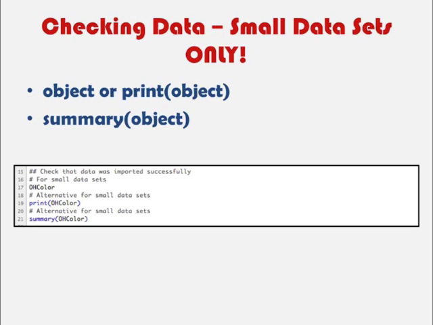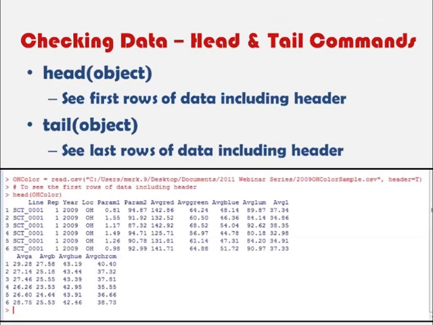You could either just type in the name of our object, which is OH_color, or we could type in print and OH_color, or summary and OH_color. And those will all give us similar results. And I did not do that for this data set because it's rather large.